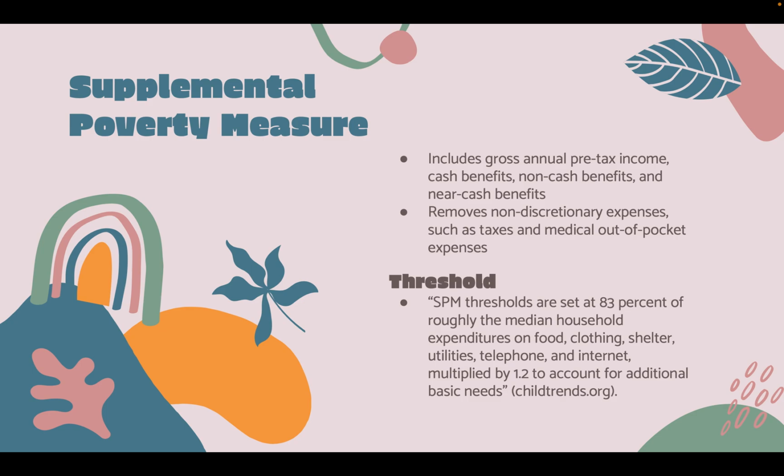Since the SPM threshold is set at 83% of the median household expenditures on FCSU multiplied by 1.2, it accounts for any additional basic needs that have not been initially accounted for. It is set at a point referring to the resources rather than the income.